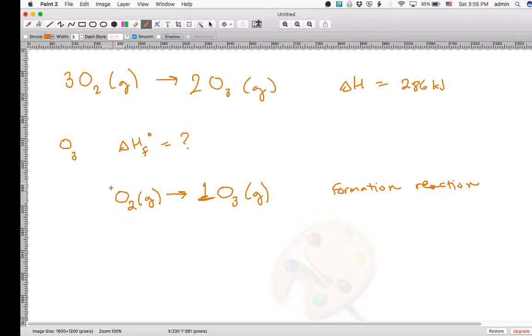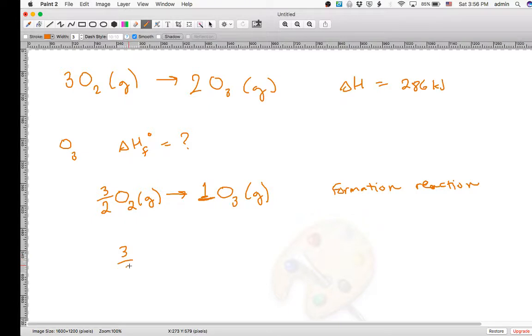That means I need to put something here that will get me 3 oxygen atoms. Unfortunately, it's going to have to be a fraction. When you balance equations, you're not allowed to use fractions as coefficients because there's no such thing as half of an atom or half of a molecule. However, for the formation reaction, you do need to use fractions here because you have to make 1 mole of the product. So I'm going to put 3 halves here.